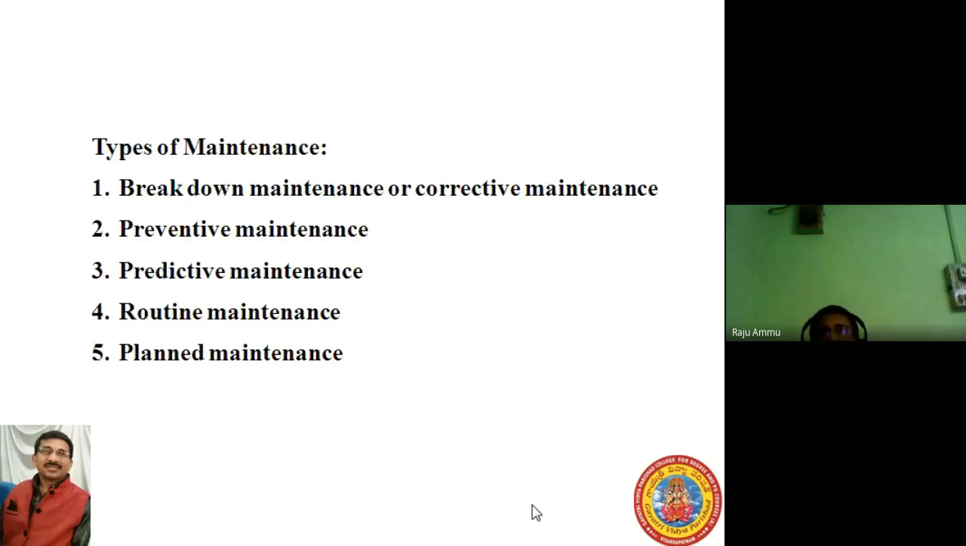Now what is the second one? That I told you, it is shutdown maintenance. So when the maintenance work is carried out when the machine or equipment is out of service, after shutting down the machine or equipment, that is called shutdown maintenance, because it is not actually working.